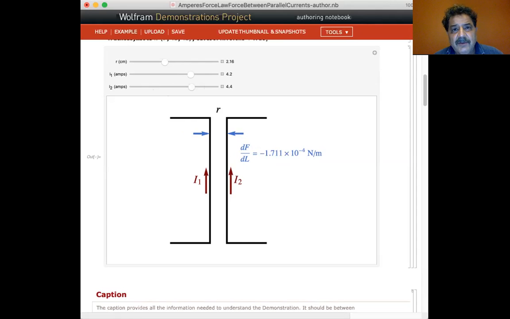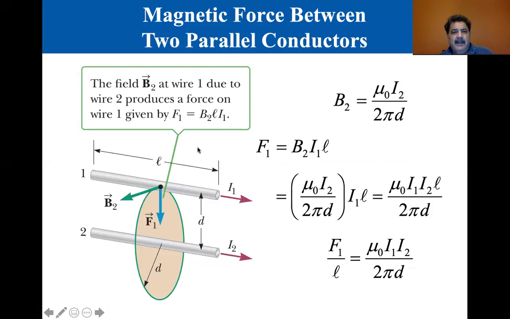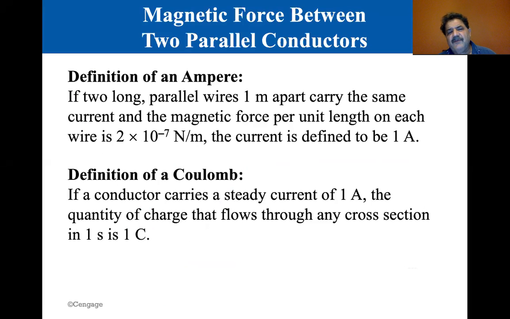Okay, let's go back to a new share and go back here. Now there's some things here. Definition. They use this as a definition of the ampere and the coulomb. The definition of an ampere: if two long parallel wires 1 meter apart carry the same current, and the magnetic force per unit length on each is 2 times 10 to the minus 7 Newtons per meter, the current is defined to be 1 amp.